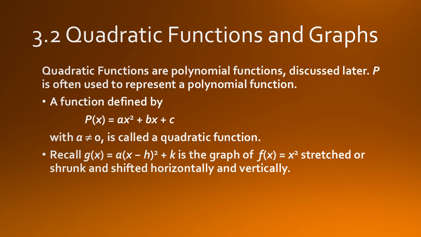Now, going back to the last chapter where we talked about horizontal and vertical stretches and shrinks and shifts, recall that g of x equals a times x minus h squared plus k is the graph of x squared that has been stretched or shrunk and shifted horizontally and vertically. The a would represent the vertical stretch or shrink, the h would represent the shift horizontally, and the k would represent a shift vertically.